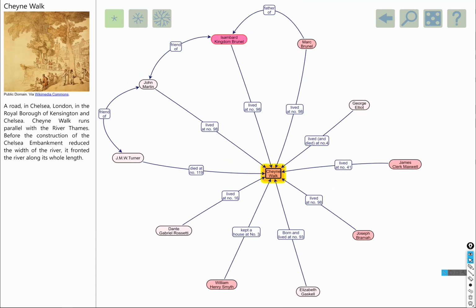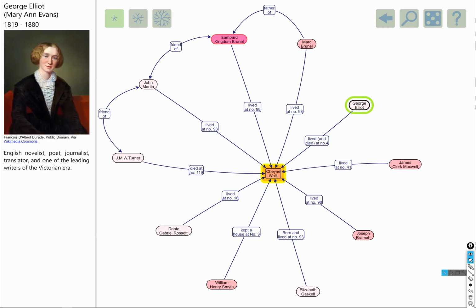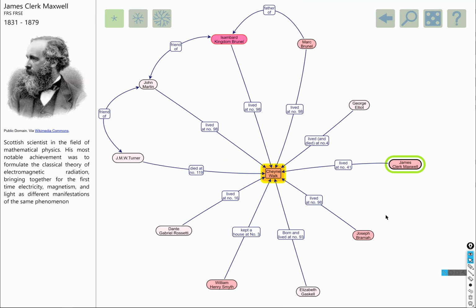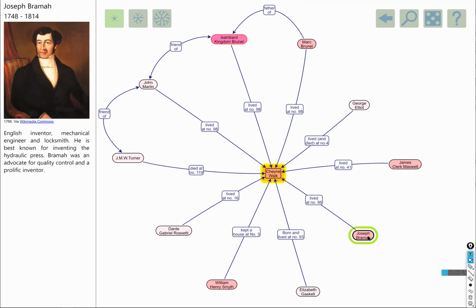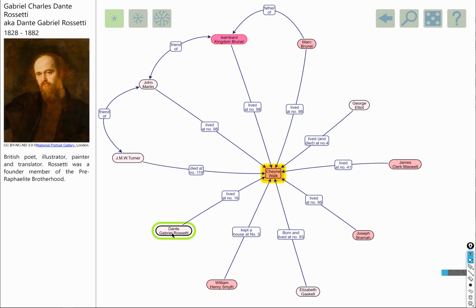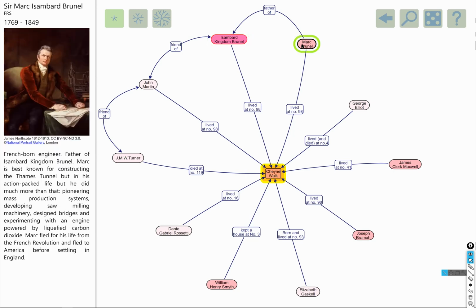Now, we don't have any modern people on the diagram that live in Cheyne Walk today, but we've got some of the famous people who lived there in the past. So we can see on the diagram here, we've got George Eliot, we've got the amazingly fantastic physicist James Clerk Maxwell, we've got Braemar, the lock and mechanical engineer person. Over here on the bottom left, we've got Rossetti, who we met earlier, suffering from Bright's disease. And of course, we have the Brunels, father and son, at the top of the diagram there, Isambard Brunel and Mark Brunel. So we've got lots of famous people.